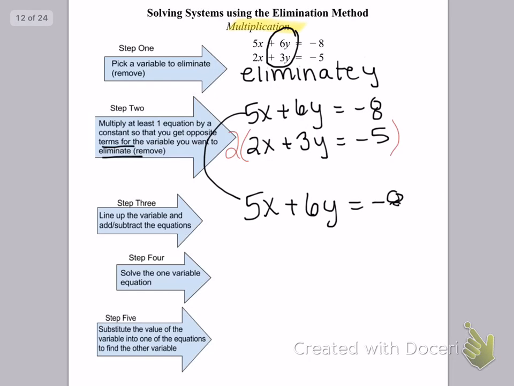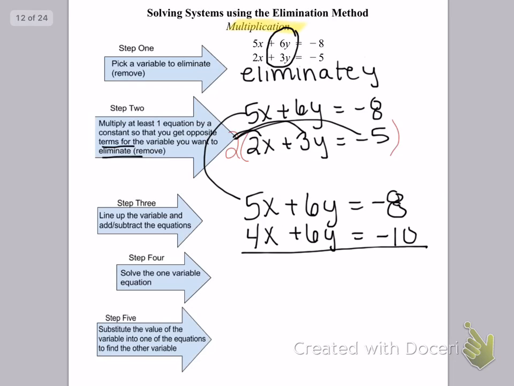And for the second equation, you got to distribute that 2 through. So 2 times 2x gives you your 4x. And 2 times 3y gives you your plus 6y. And 2 times negative 5 gets you your negative 10. So we're going to draw our line. We need to figure out if we're going to add or subtract. Because these two are the same sign, we know that we're going to subtract to cancel them out.